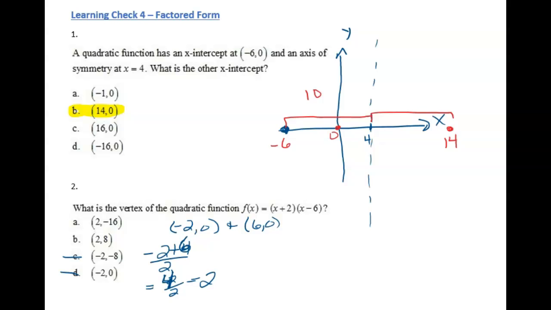To get the y value now, we sub our 2 back into the function. So we just put 2 back in where we see x. 2 plus 2 is 4. -4. And you get -16. So the answer here is A. Alright, let's move down to our other questions.